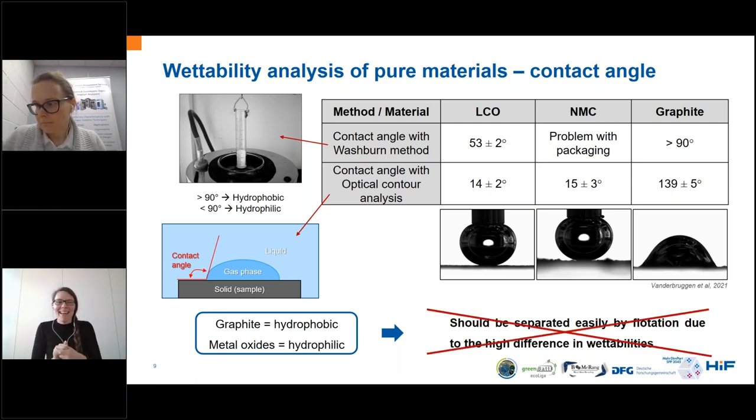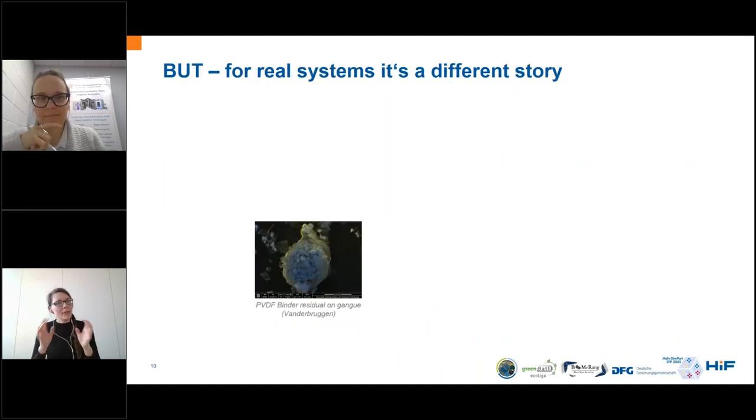But of course, in a lot of cases, this is in theory not the case. Because if we want to now look into a real battery, because these were all the pure materials. So if we now get into the real battery as a composite material, here there's a picture where you can see the NMC particles all agglomerated, and they're surrounded by the binder. So the yellowish color and shade, that's the binder, which is surrounding all these NMC particles.